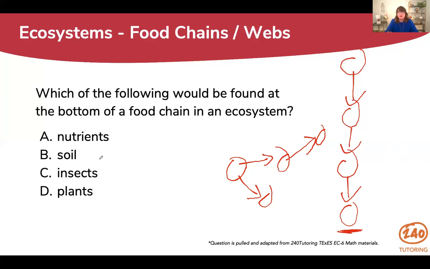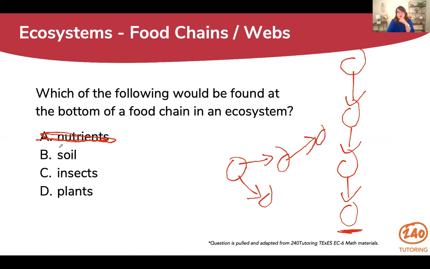Everybody hear me on that? So a nutrient's very small and you're thinking, oh, that would be at the bottom, but it's not alive. It's not a living thing. It exists in a living thing. So this cannot be at the bottom of the food chain. I've seen so many students make mistakes like this because they're like, oh, that's the smallest thing on here. It's got to be at the bottom.